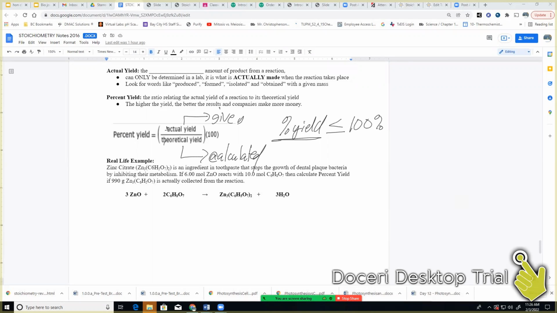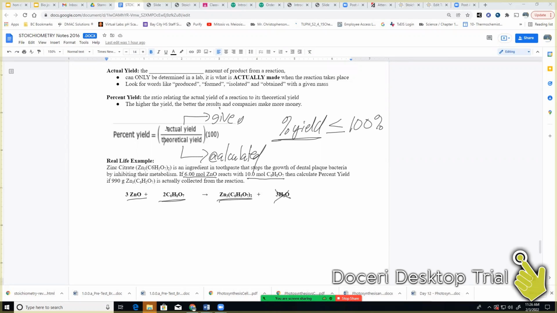All right, so let's look at a few of these. Zinc citrate is an ingredient in toothpaste that stops the growth of dental plaque by inhibiting their metabolism. If 6 moles of zinc oxide reacts with 10 moles of this hydrocarbon, then calculate the percent yield if 990 grams of zinc citrate is actually collected from the reaction.